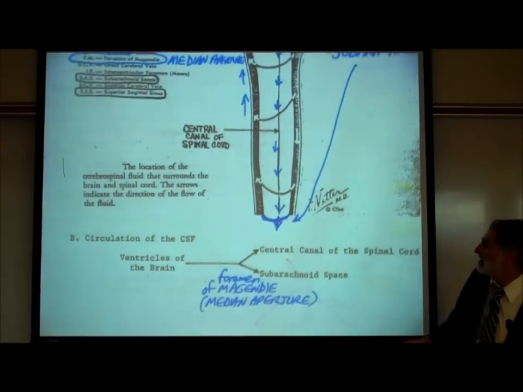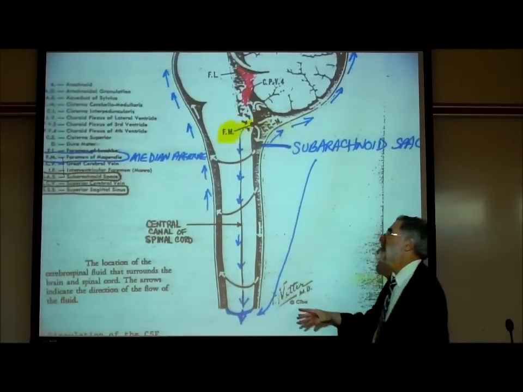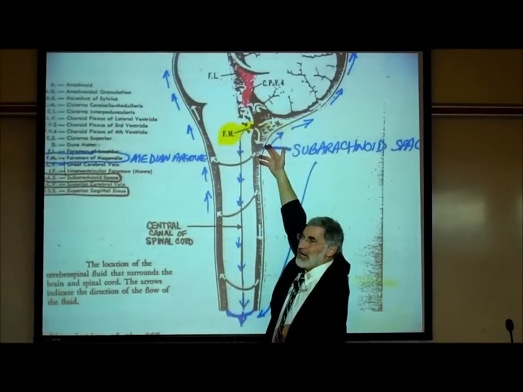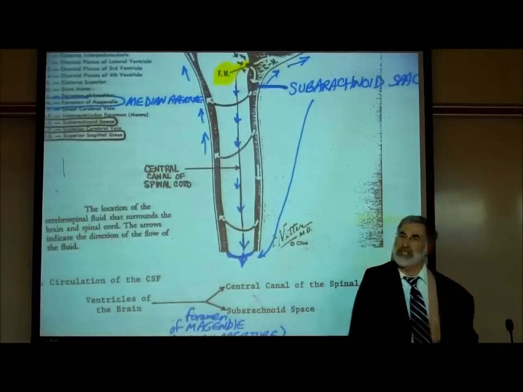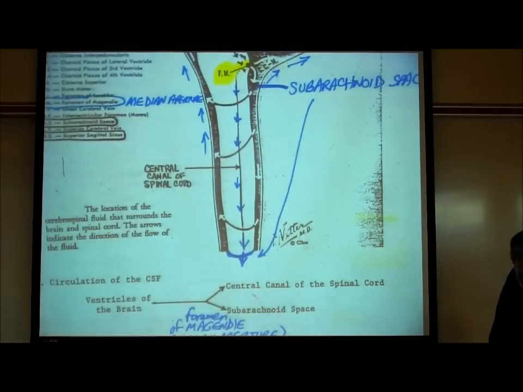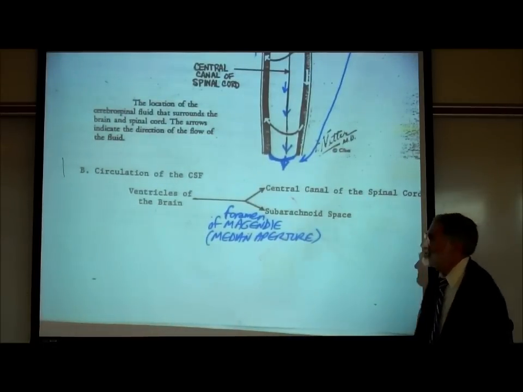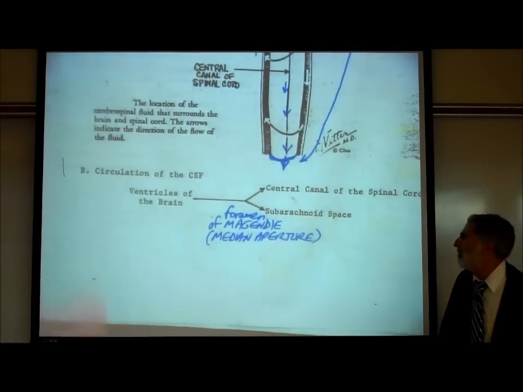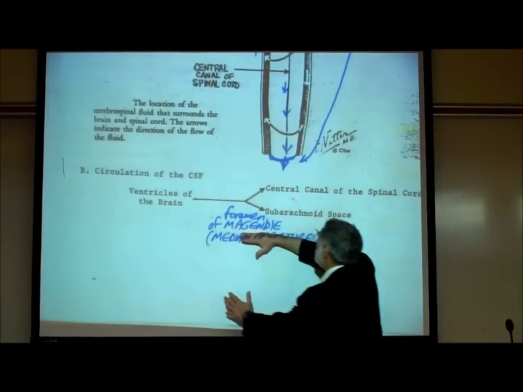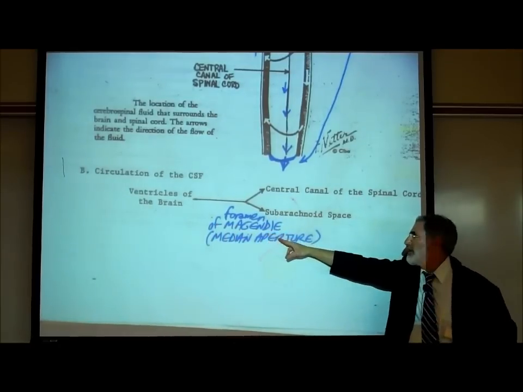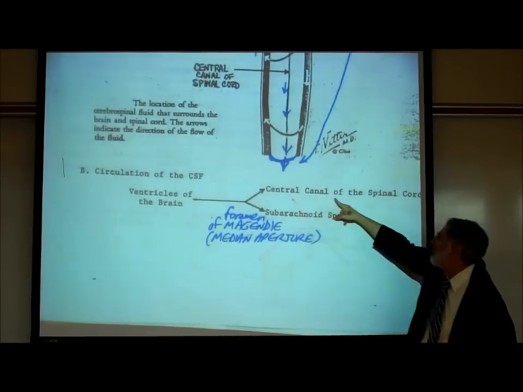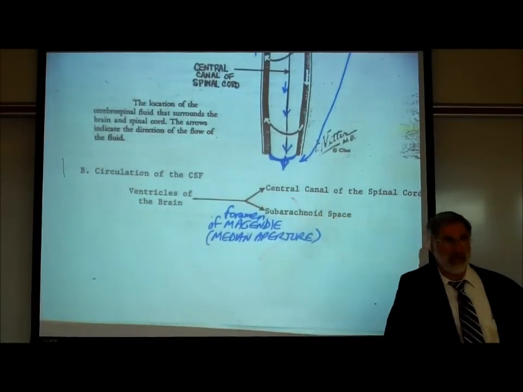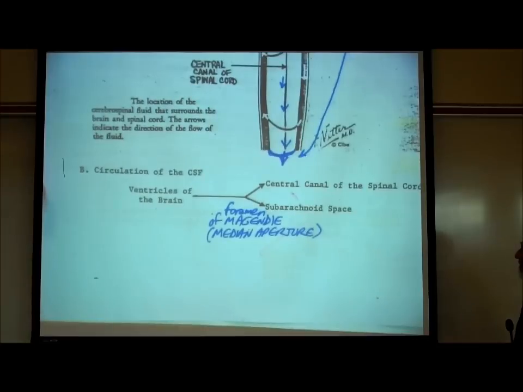In either case, the fluid ends up in the subarachnoid space. 90% entered it here at the bottom of the brain. The remaining 10% comes out at the bottom of the spinal cord into the subarachnoid space. I tried to summarize that at the bottom of the page. The circulation of the cerebrospinal fluid goes from the ventricles of the brain. Most of it goes through the Foramen of Magendie or median aperture into the subarachnoid space. A smaller amount goes through the central canal of the spinal cord and comes out into the subarachnoid space.